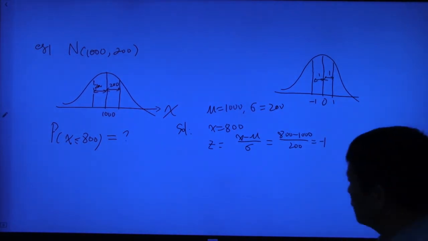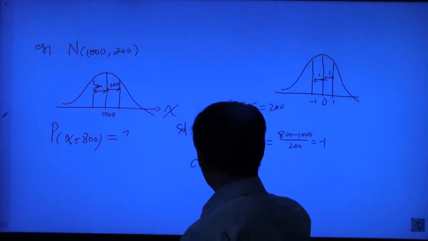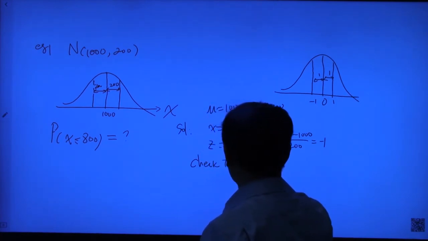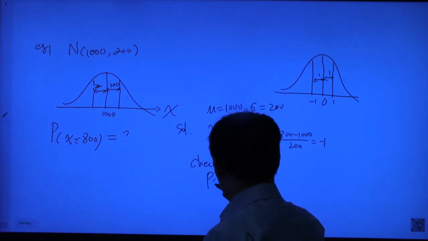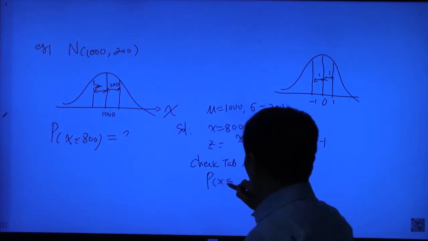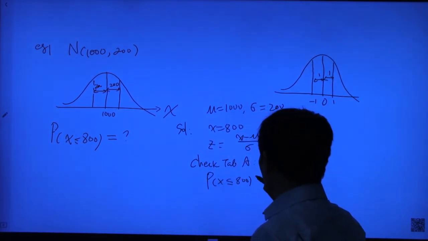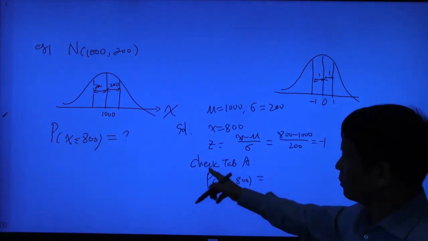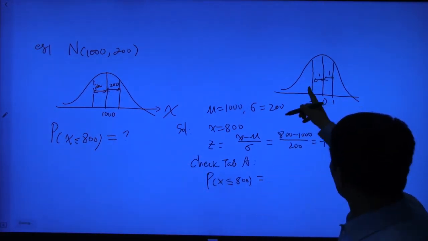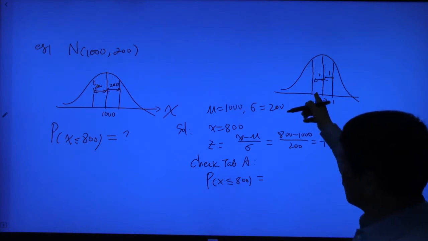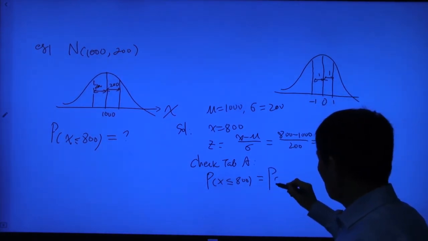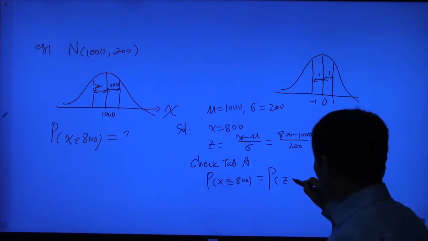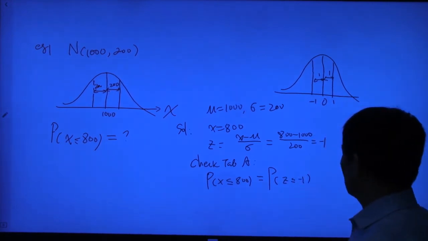Then check table A. For z equals this, the probability that x is less than or equal to 800 equals, this is the original normal distribution, and after the conversion we have a standardized normal distribution, p, the proportion of z less than or equal to negative 1 here.